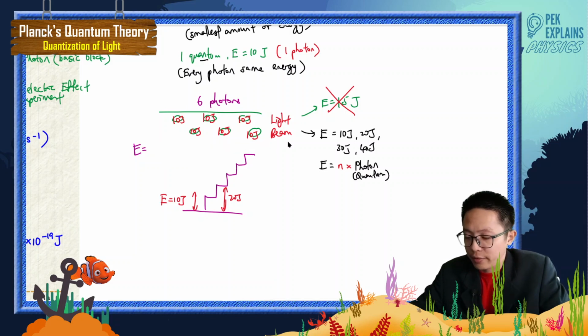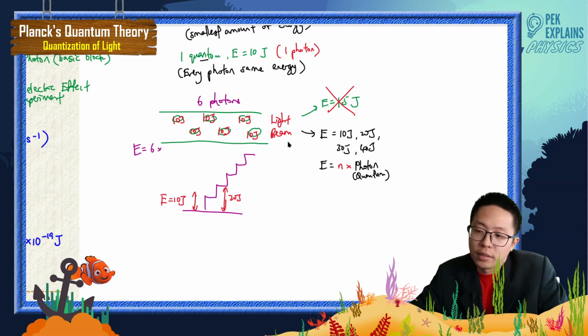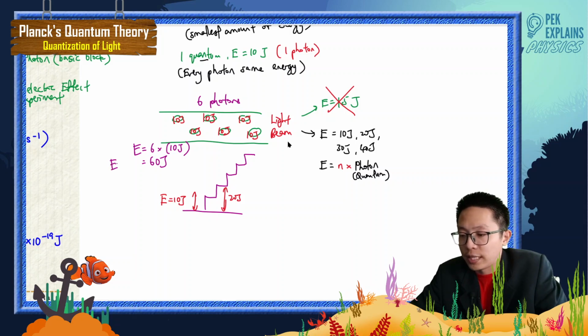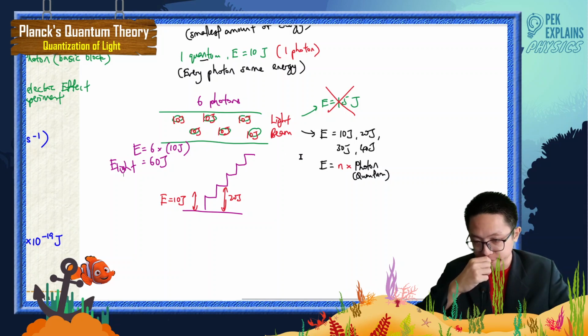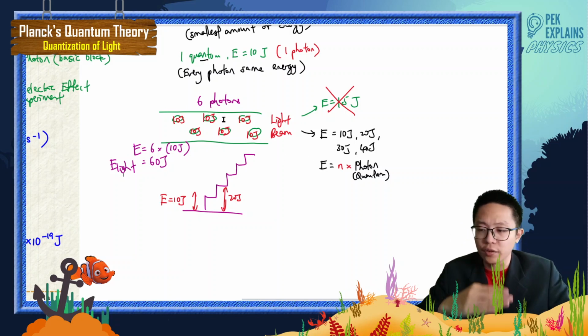I can write like this. It has 6 times photon. 1 photon is 10 joule. So it has 60 joule of energy. This is the energy of this light. And each photon has an equal amount of energy.